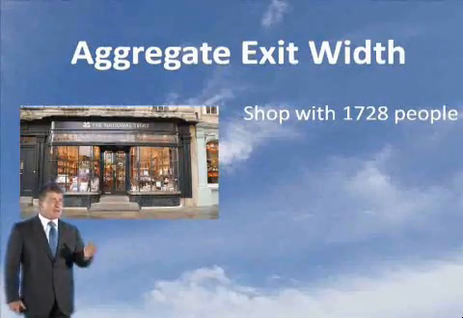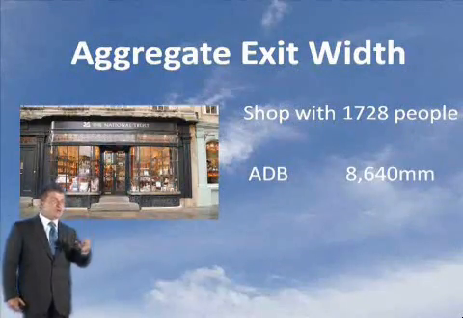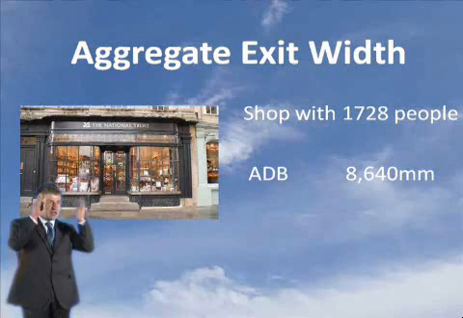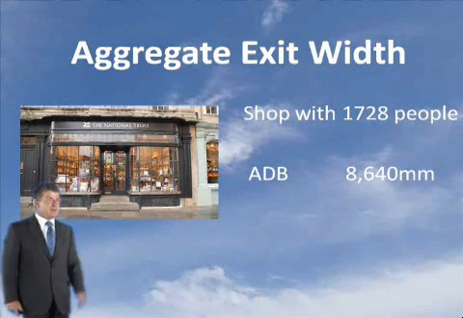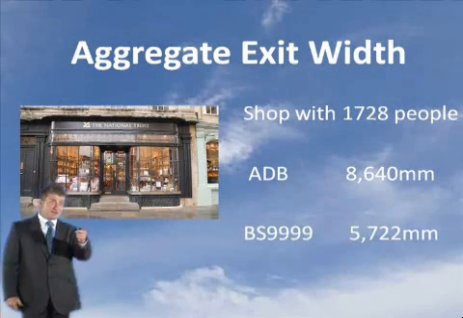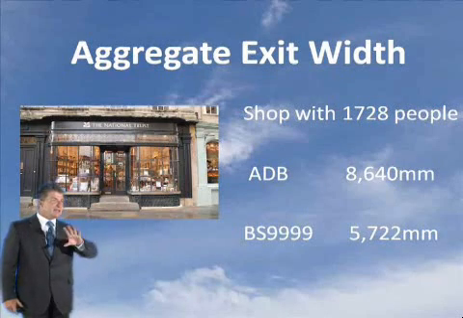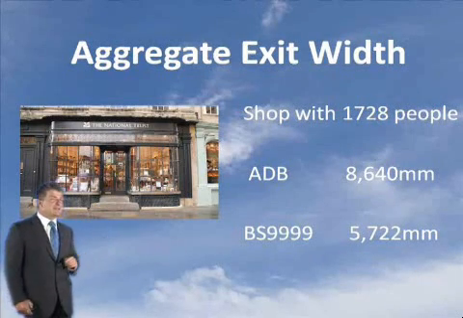What about a shop? A shop with 1,728 people in, ADB will require approximately 8,640 mil of available aggregate exit width to get them out. BS 9999, especially if it's sprinklered, with early warning, high ceilings, etc., you can get it down to 5722. Is BS 9999 just for larger developments? No. Any shop out there, especially sprinklered, you want to look at this code. It's a B2 risk profile. You want to look at this code because it's going to give a much better design for your client.